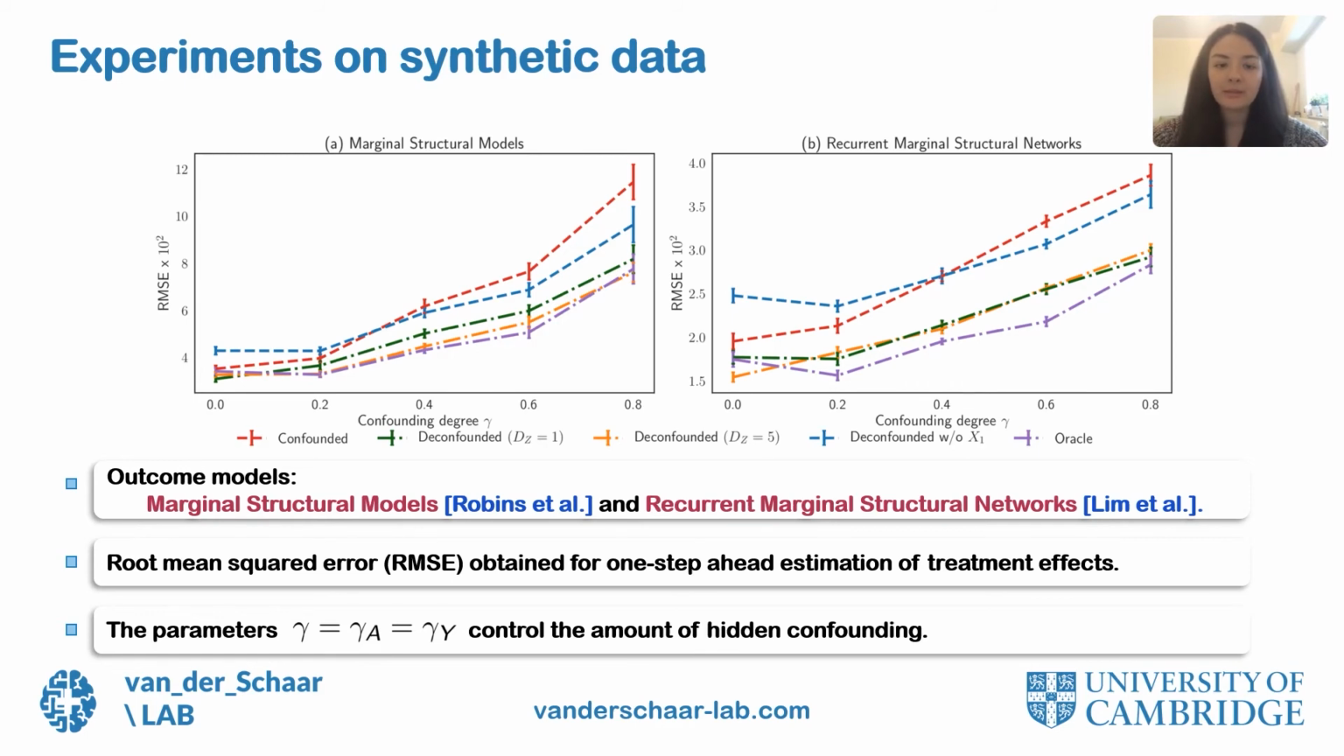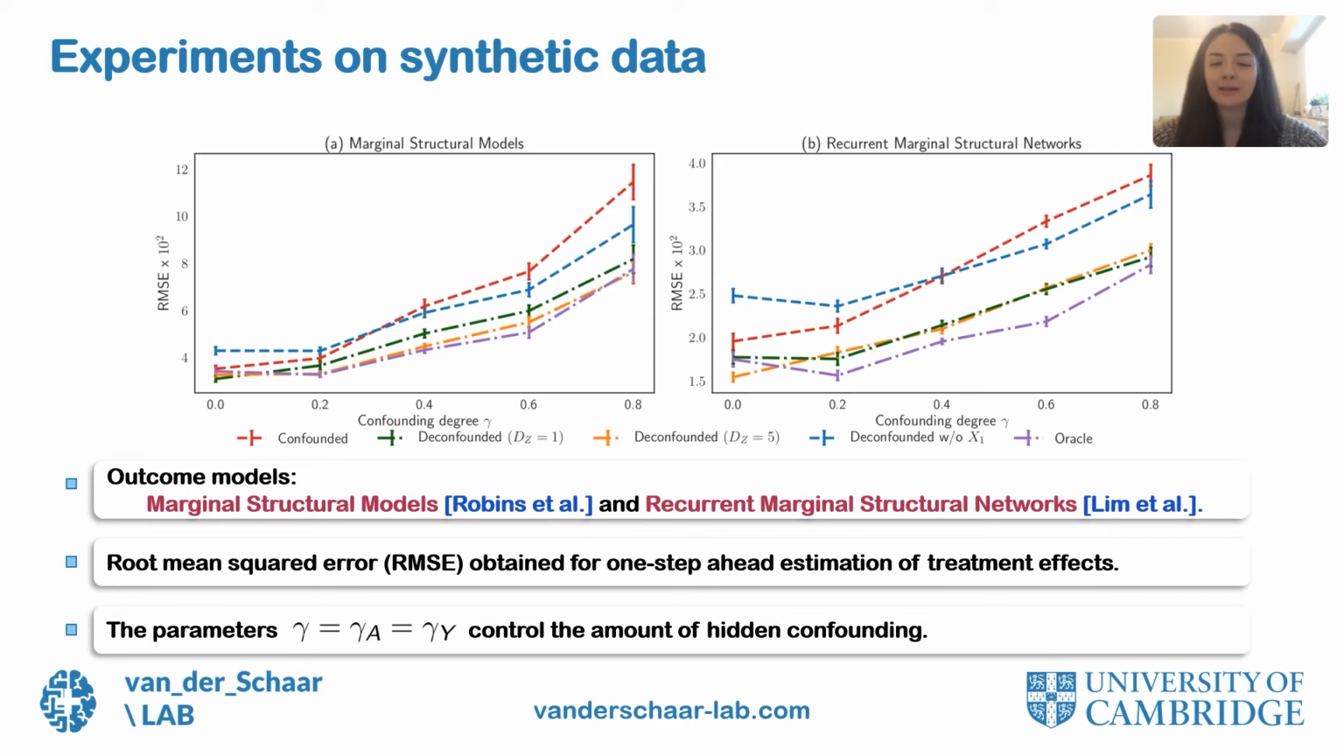And notice that the method is robust to model misspecification, performing similarly when dz is set to 1, which is the simulated size of the hidden confounders, and also when dz is set to 5, which is a misspecified size of the hidden confounders. And this is important because in real data we may never know the true number of hidden confounders.